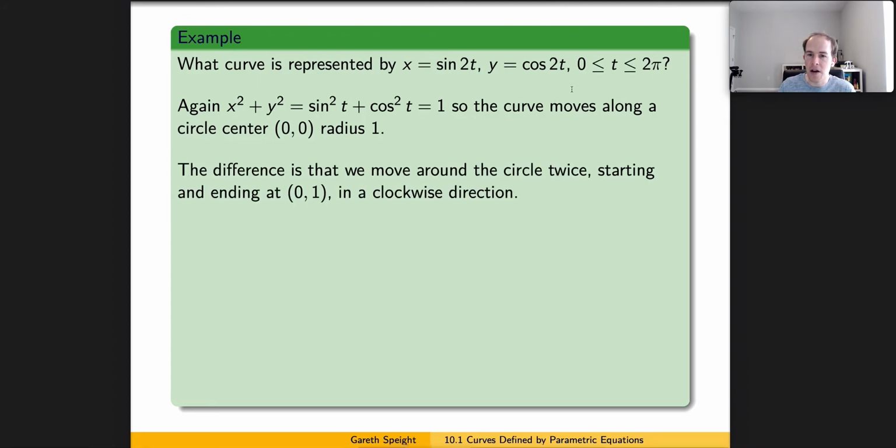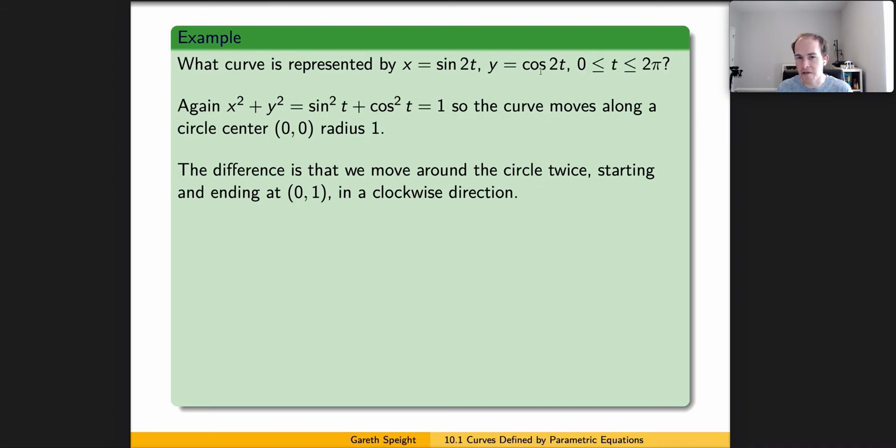Well, the difference is that here, if we think about what points we get as t increases, if we get to t equals pi, then we get to sine of 2 pi, cosine of 2 pi. That's the same as where we start because sine and cosine are 2 pi periodic. And then we do the same thing again when we get to t equals 2 pi, we get sine of 4 pi, cosine of 4 pi, which is the same. So we go through the start and end point at the beginning and in the middle and at the end. So here we actually move around the circle twice.